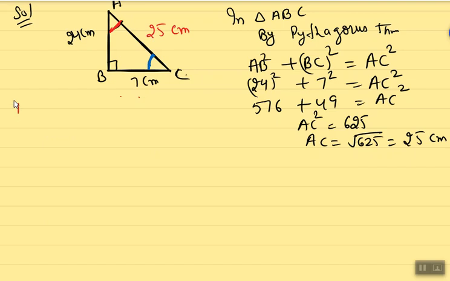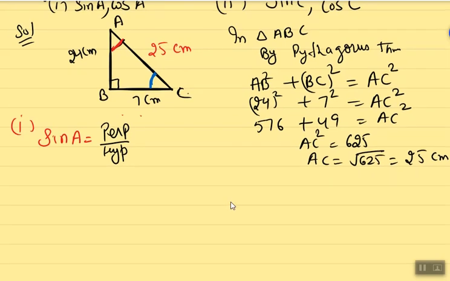Now what is the first part? Sine A. Sine A is perpendicular over hypotenuse. We know that if you are using angle A, see the figure beta, the opposite side will be perpendicular and the adjacent side will be base. Is it okay with you? Perpendicular is 7 and hypotenuse is 25.